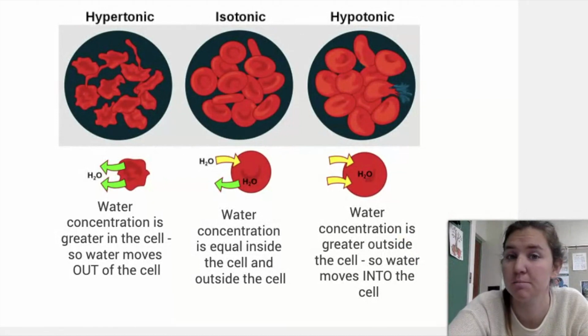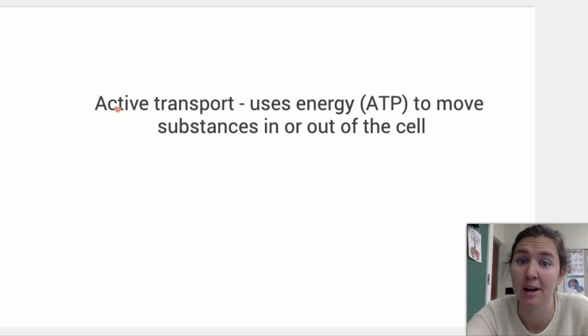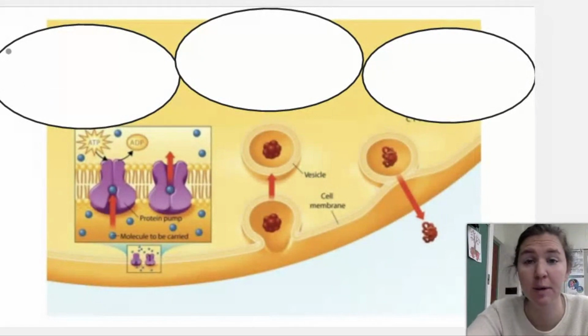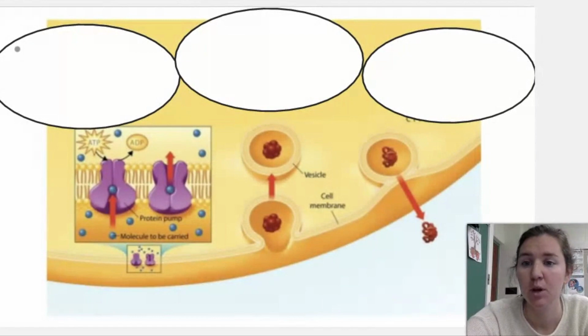Now we talked about passive transport, which doesn't require energy, but active transport uses energy, called ATP, we'll talk about that, to move substances in or out of the cell. So let's look at some examples of that. So there are three main ways that active transport can happen, okay? One way is through protein pumps.